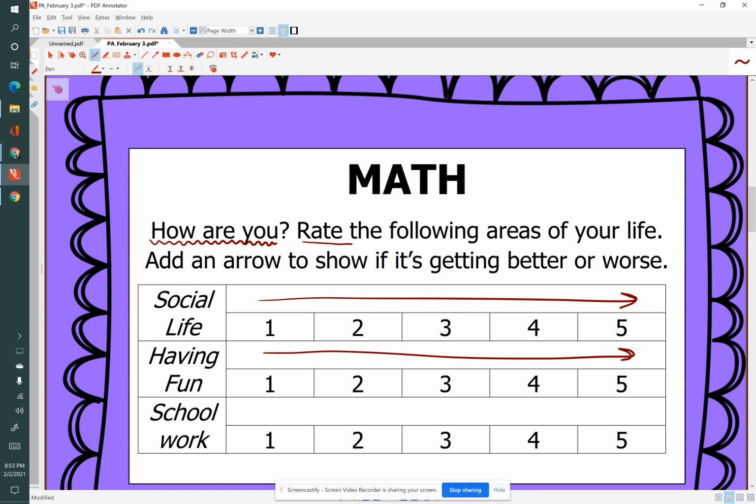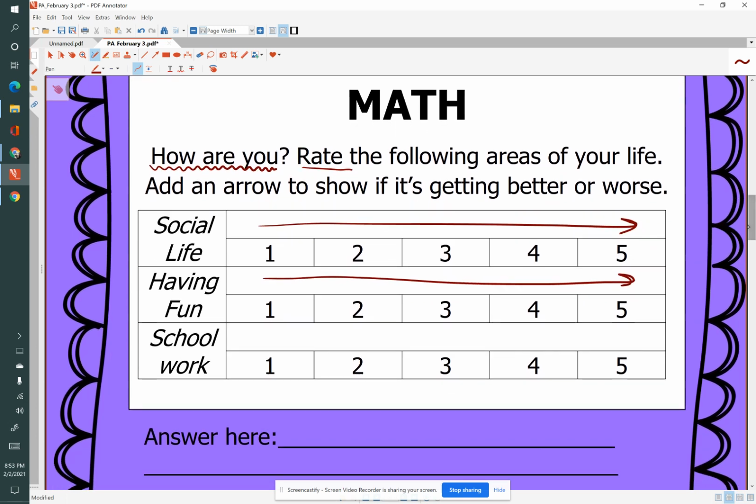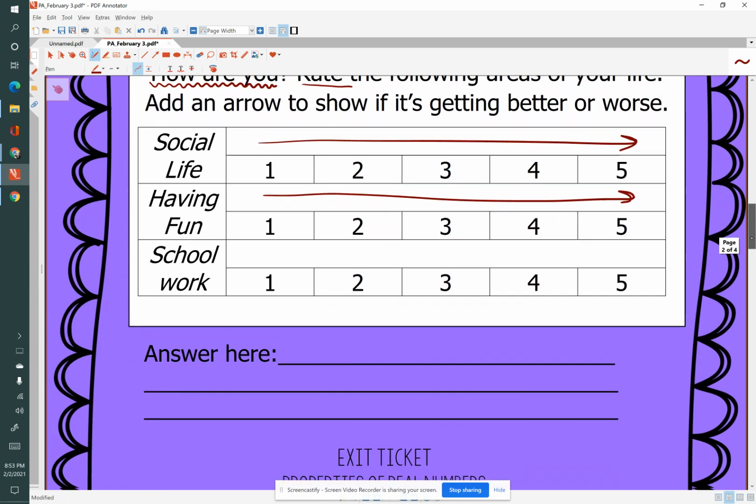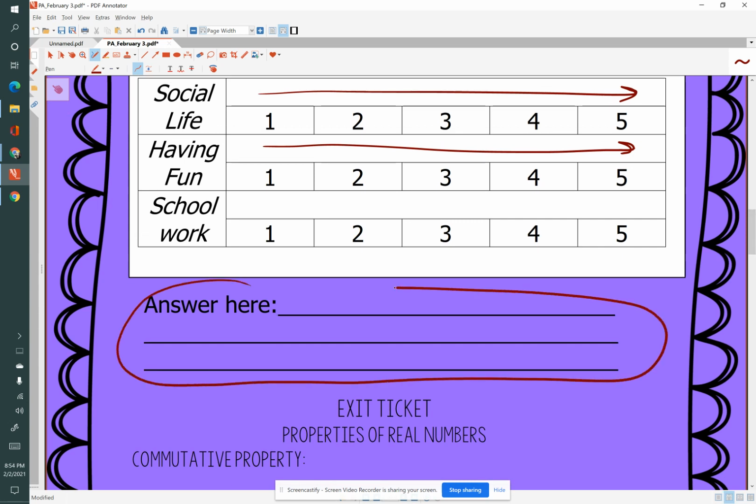And schoolwork, you rate yourself and tell if you are getting better. It's the beginning of the 3rd marking period, so it's a good time to make changes if you need to make those changes. So rate yourself, check in with yourself, how you doing, and add an arrow to show if you're getting better or worse. If you want to say anything else about that, you can do so here, but really this is all about filling out the chart.